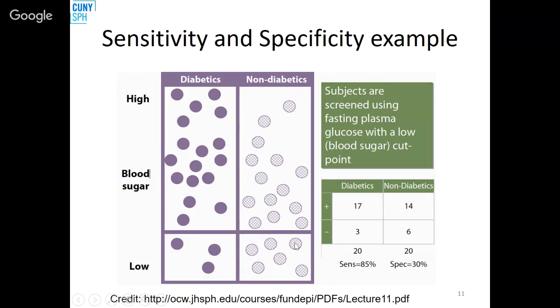Whereas on the non-diabetics, we have not so good performance. We have 14 out of 20 of these non-diabetics being told they have diabetes for a specificity of only 30%.